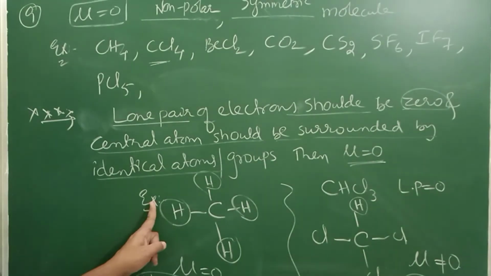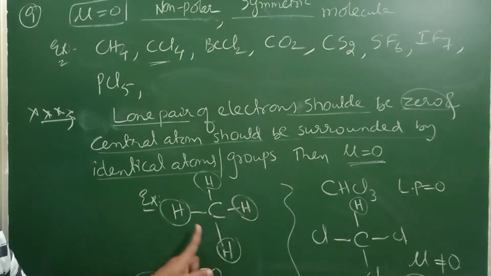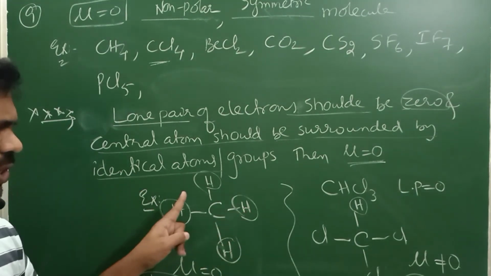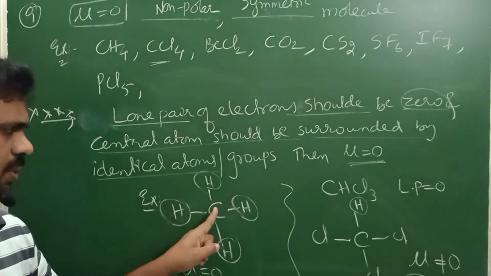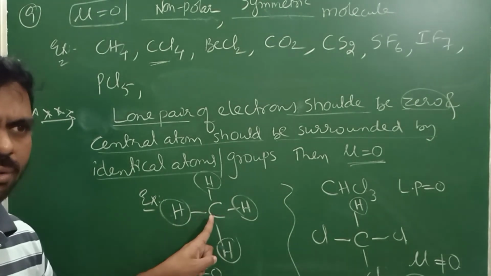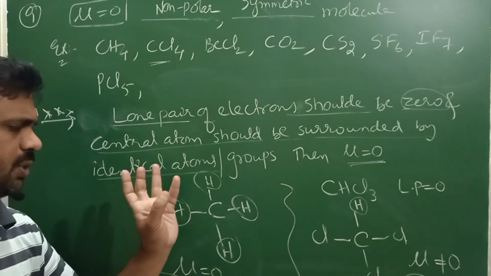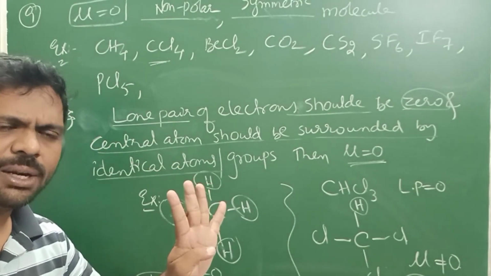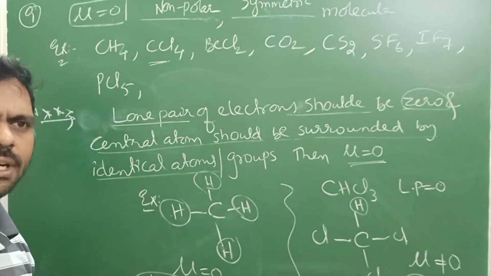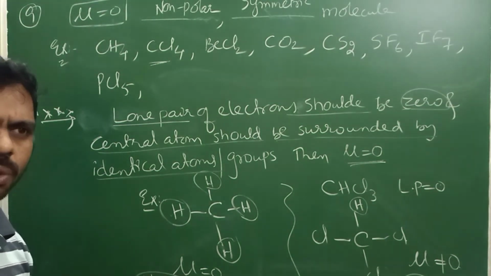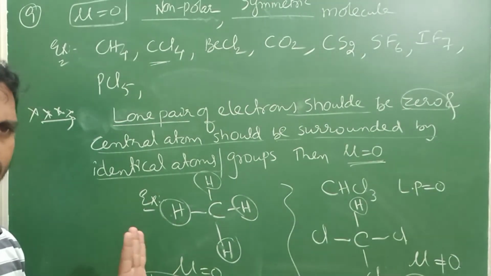For example, if we take CH4, methane, there are 0 lone pairs, no doubt. Carbon is the central atom. Around that carbon, 4 identical groups are present. Therefore, with 0 lone pair and 4 identical groups, 100% the dipole moment is equal to 0. It is non-polar. It is a shortcut.